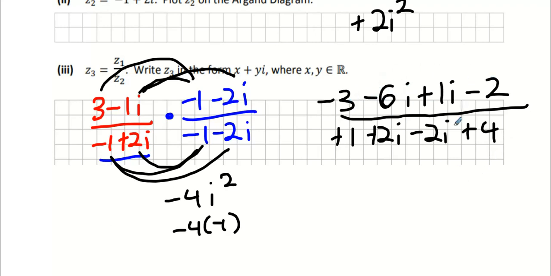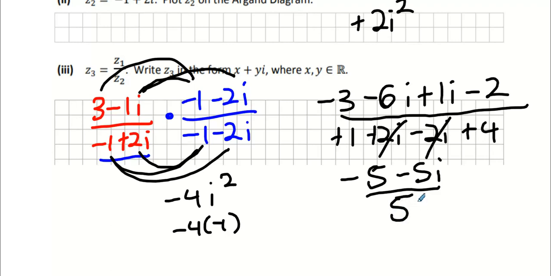Minus 3 minus 2 on top. Minus 5. Minus 6 plus 1. Minus 5i. And on the bottom, the 2 i's cancel. 1 plus 4. 5. Divide the top by the bottom. What's minus 5 divided by 5? What's minus 5i divided by 5? Yeah, minus 1, minus 1i. That clear with you guys?